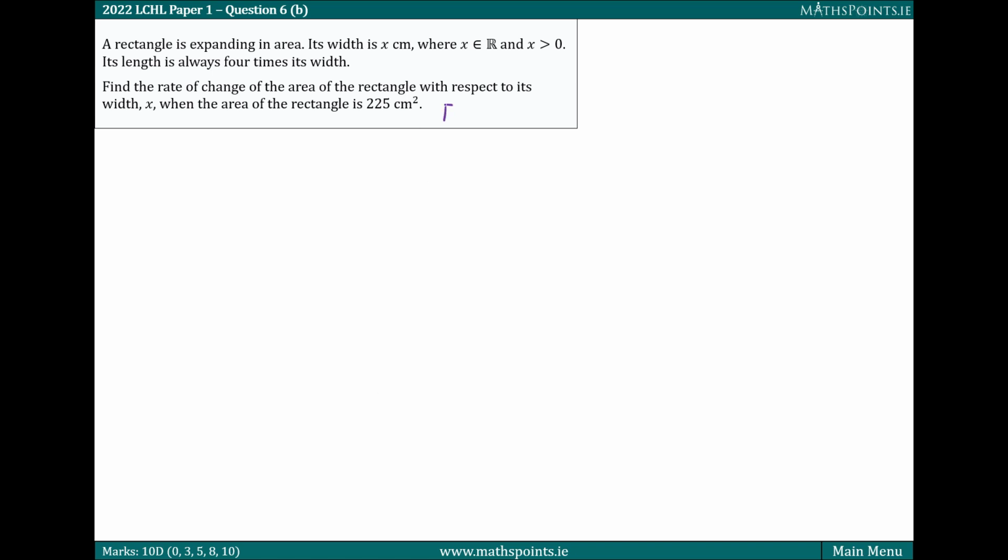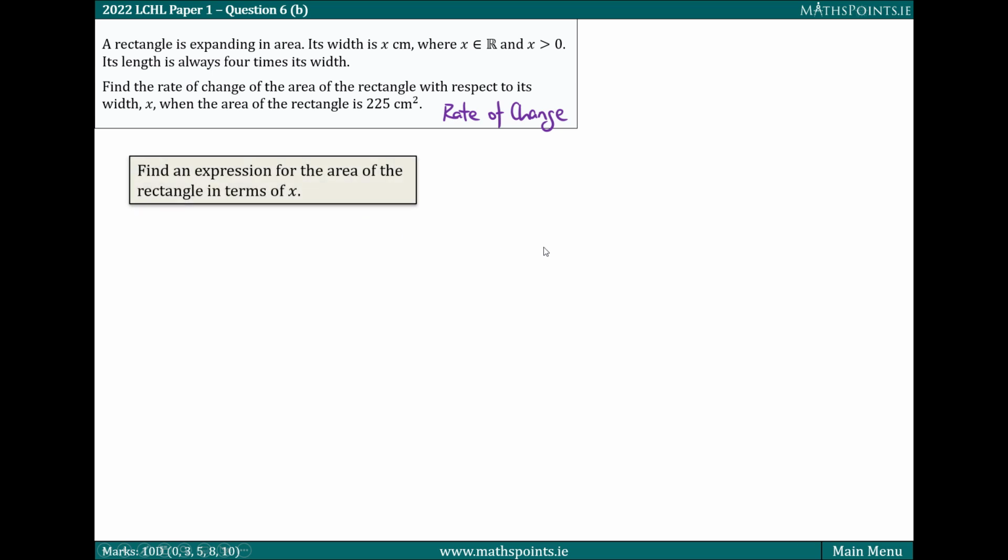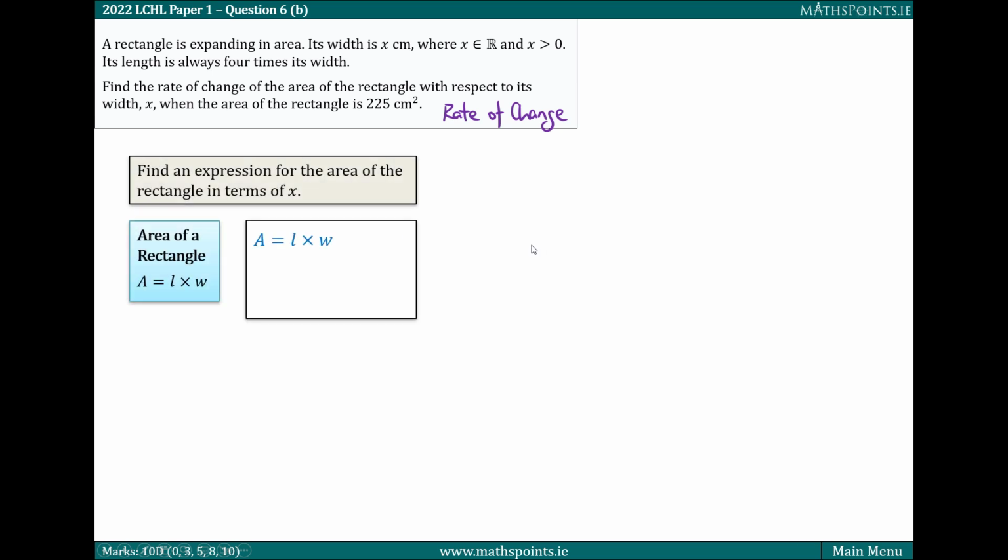Okay, so in this question we're being asked to find the rate of change of the area of a rectangle where the rectangle has a width of x and a length that's 4 times that, so we'll say 4x. So the first thing we should do in a question like this is make a formula for the area of a rectangle. A rectangle has an area of its length times its width.